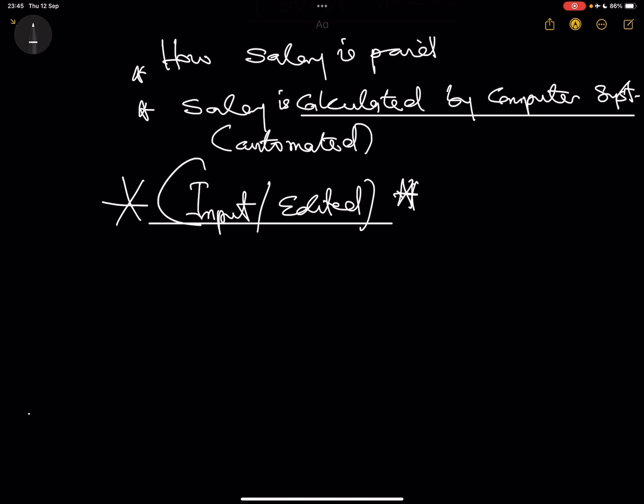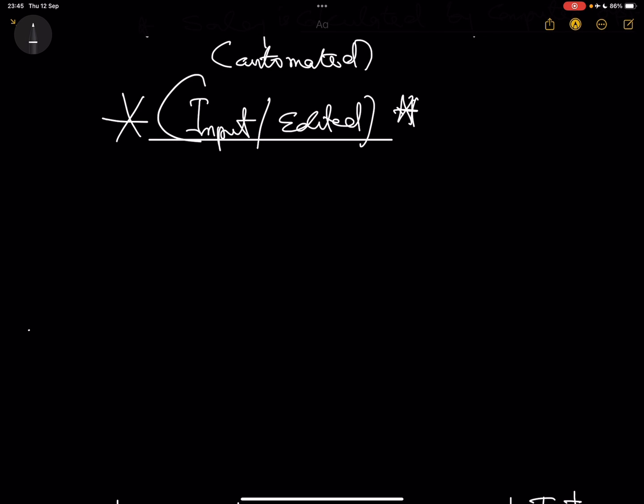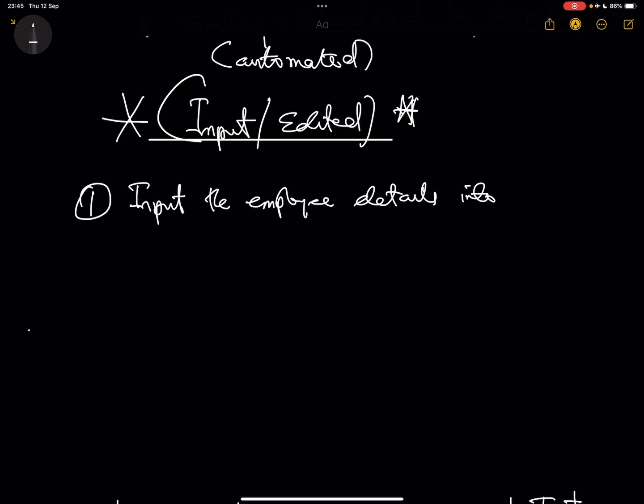Now let's try and understand the process before we go into the risk and controls. How does it work? You want to pay staff. That is your objective. You want to pay your staff. How do you pay the staff? The first thing that you must do is at least you need to employ the person, right? So which means you need to put in the employee details in the system. So input, step one will be to input the employee or the staff details into the system. Because that's the only way you know who you are paying.